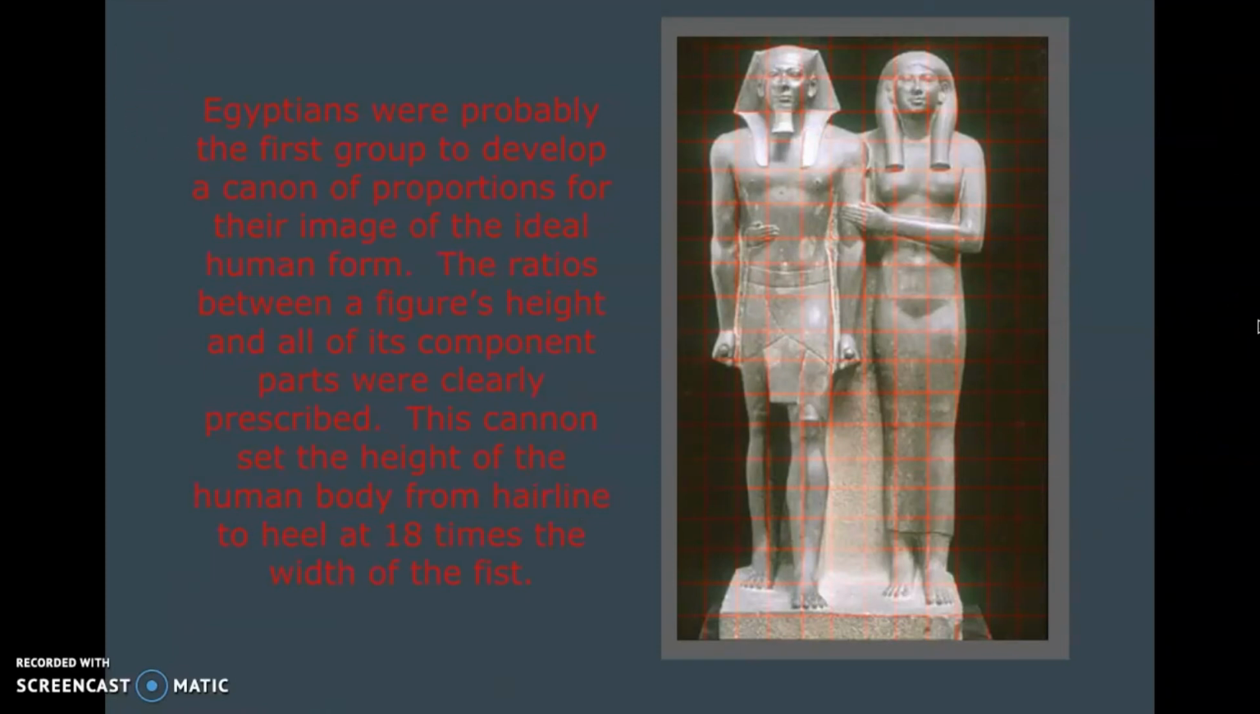Egyptians were probably the first group to develop a canon of portraits for their image of the ideal human form. The ratios between a figure's height and all of its component parts were clearly prescribed. This canon sets the height of the human body from hairline to heel at 18 times the width of the fist.